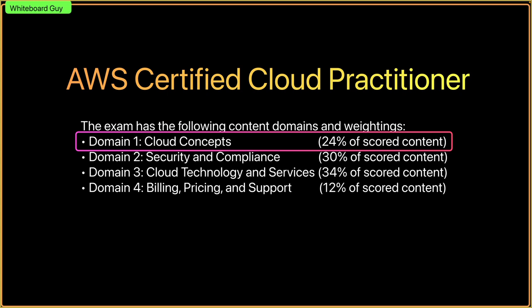Domain 1, Cloud Concepts, 24% weight on the exam. Domain 2, Security and Compliance, 30%. Domain 3, Cloud Technology and Services, 34%. And then Domain 4, Billing, Pricing and Support at 12%. All of these are fairly important when you get to your exam. And I want to highlight the elements in each of these domains that are important for your exams.